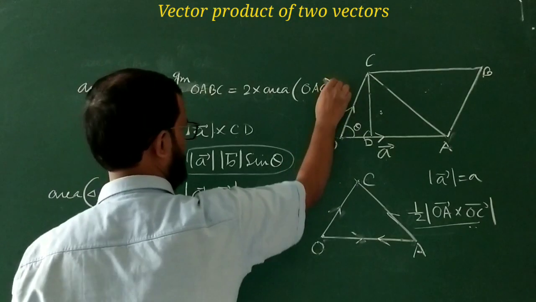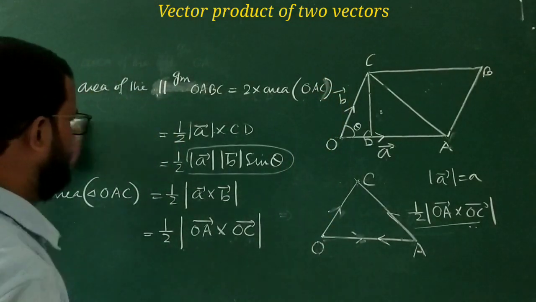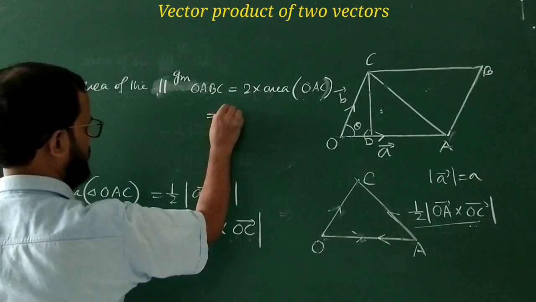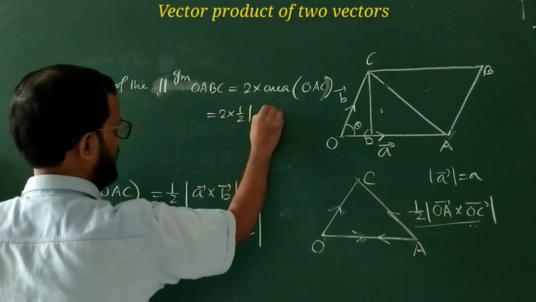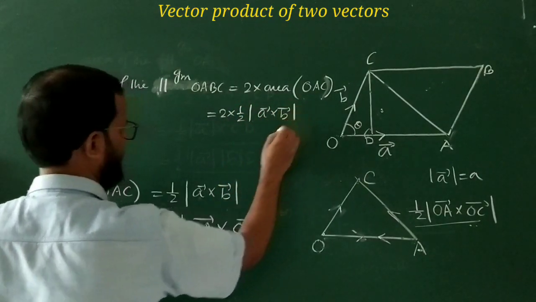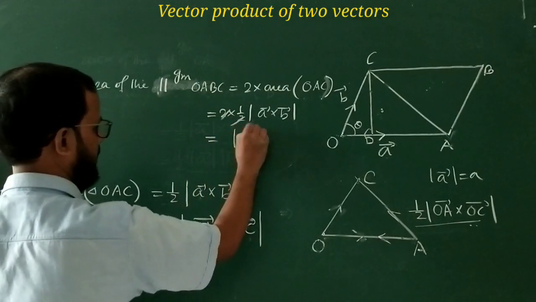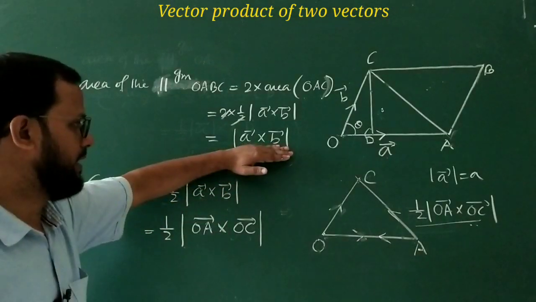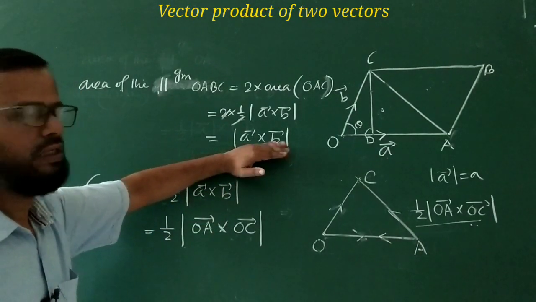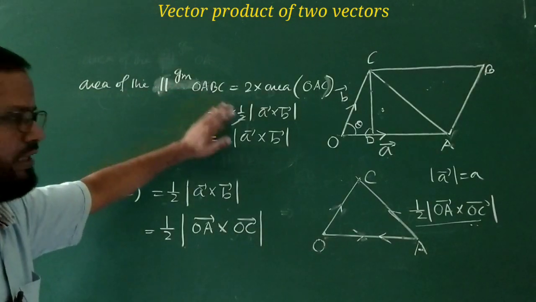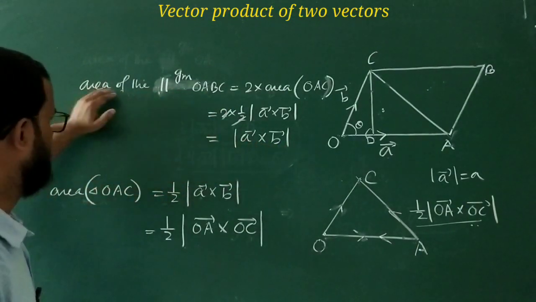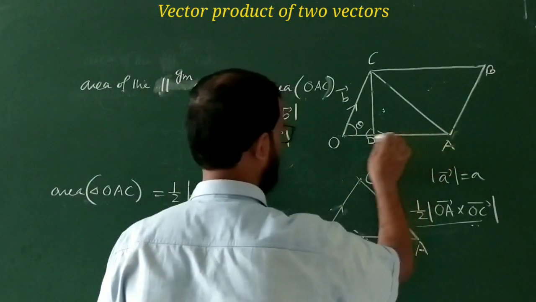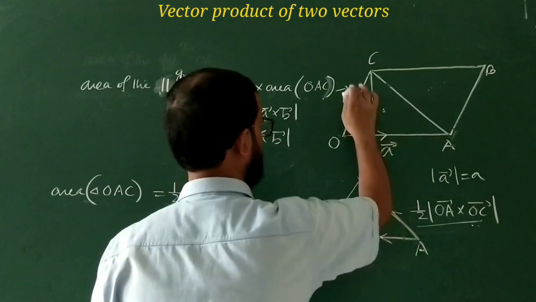Now what is the area of the triangle OAC? It is equal to half into the magnitude of A cross B. The 2 will cancel, which is equal to the magnitude of A cross B. So finally, what we get is that the magnitude of A cross B represents the area of the parallelogram OABC, in which two adjacent sides of the parallelogram are represented by A vector and B vector.